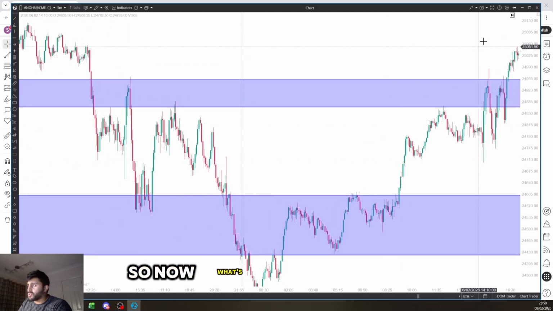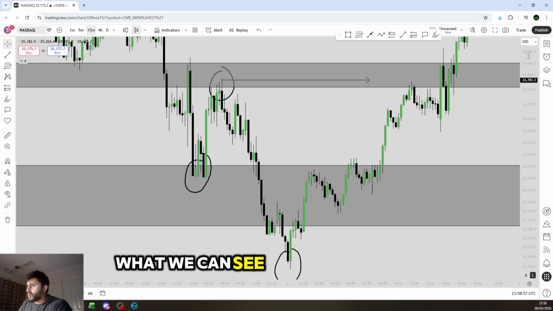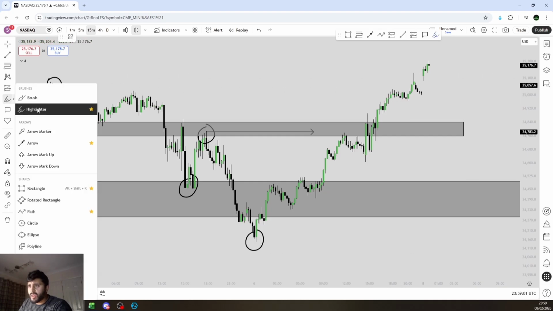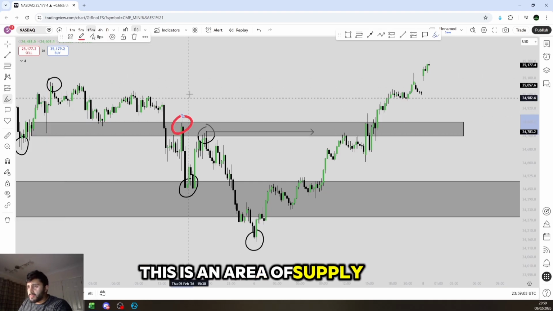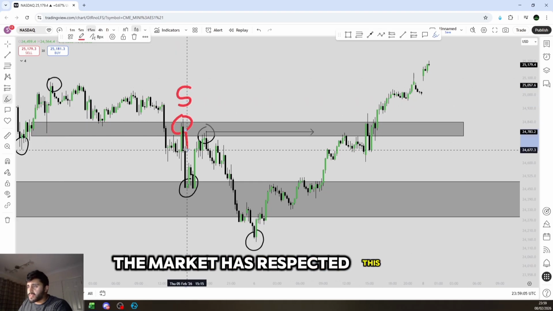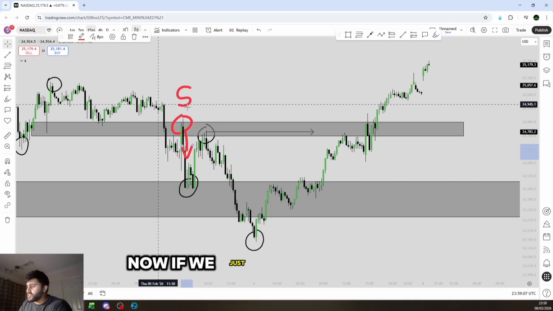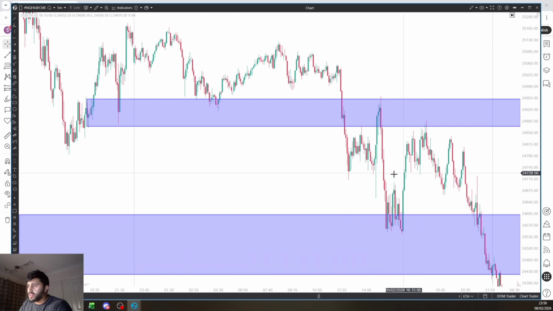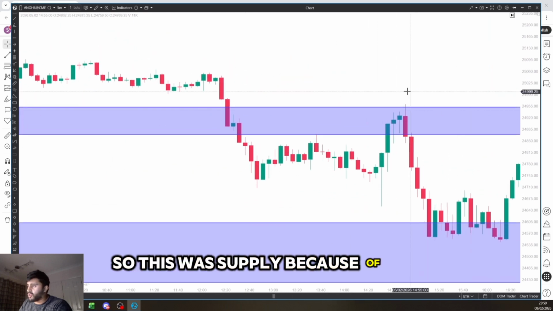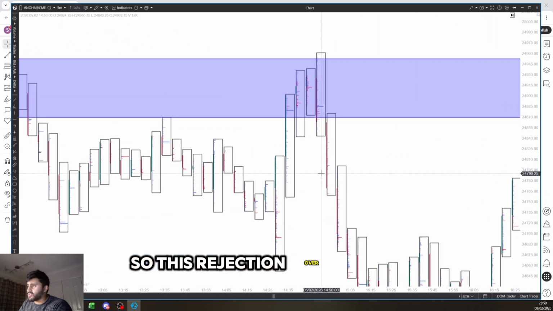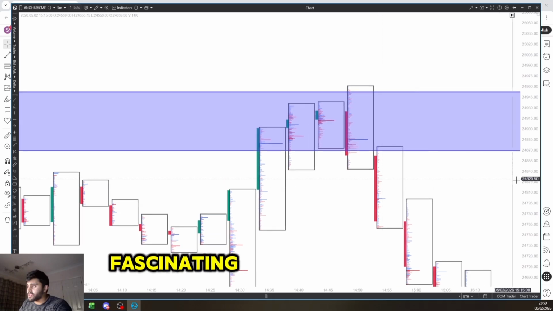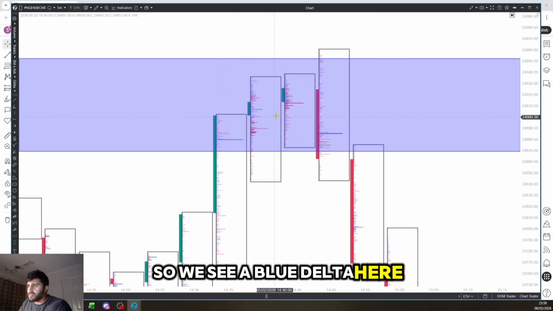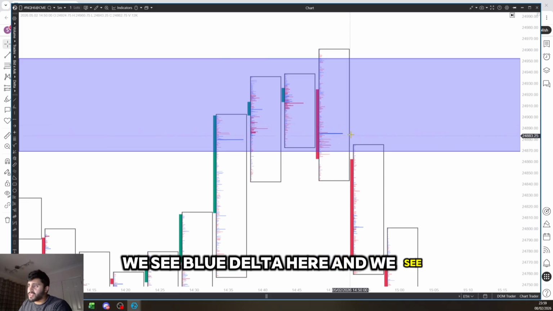Now what's interesting, what we can begin to understand here, is this is an area of supply. The market has respected this area as supply. Let's understand why this was supply. It was supply because of what was going on here. This rejection over here was quite interesting. Fascinating rejection. What do we see inside the zone? We see a blue delta here, blue delta here, and this blue delta here.